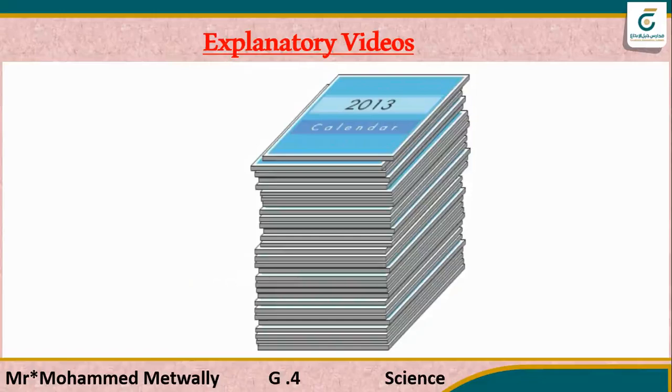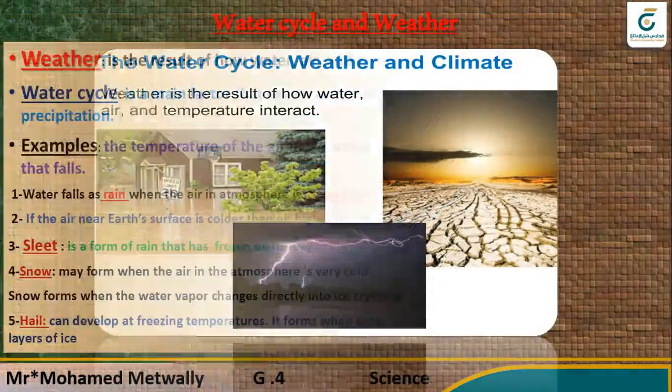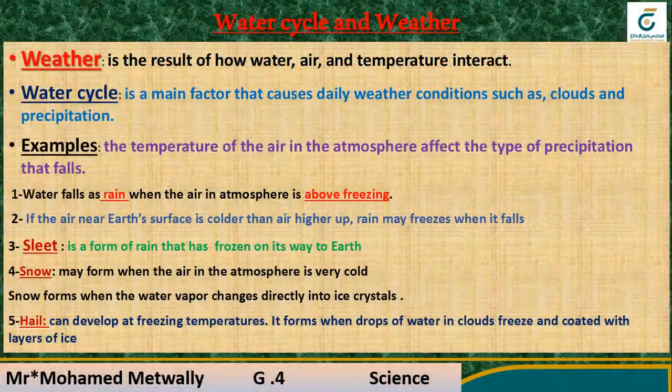Let's get started with the weather definition. The weather is defined as the result of how water, air, and temperature interact. So we have three parameters here, represented by water, air, temperature. So when the water from the water cycle interacts with or makes a change to the air under the effect of temperature, this will be the weather.